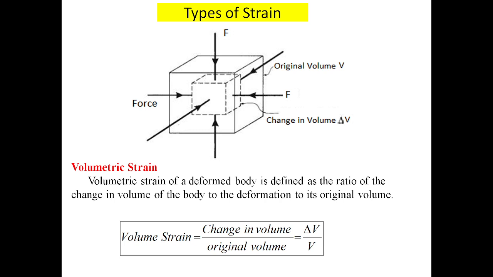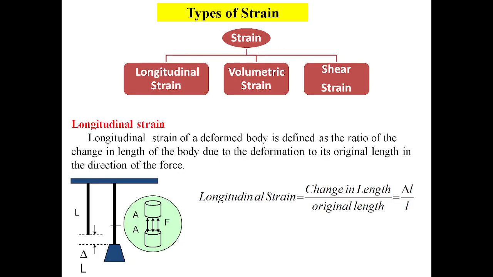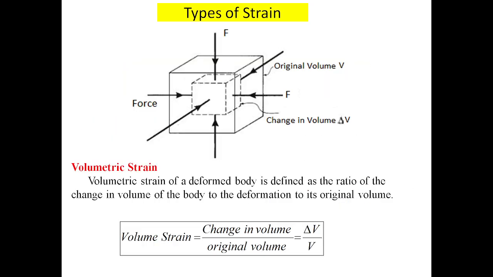Another one is known as volumetric strain. Next, we will see about the volumetric strain. We already discussed volumetric stress, or bulk stress, where the force is applied on all the faces normal to them. The volumetric strain of a deformed body is defined as the ratio of change in volume of the body to its original volume. Volume strain is equal to change in volume by original volume, del V by V.